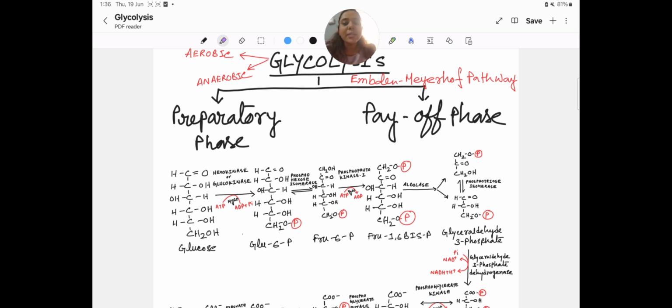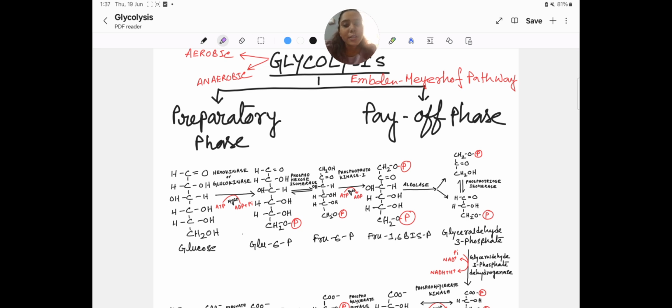So glycolysis occurs in two phases, the preparatory phase and the payoff phase. The preparatory phase is the phase where you have to spend energy, like for your preparation of study, you have to pay fees, right? But when you have completed your study and you are trying for a job and you get a job, that job gives you the payment, right? So that is the payoff phase, when you don't have to pay.